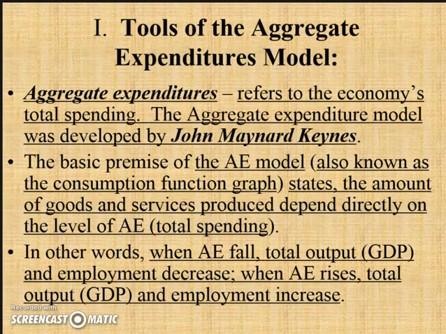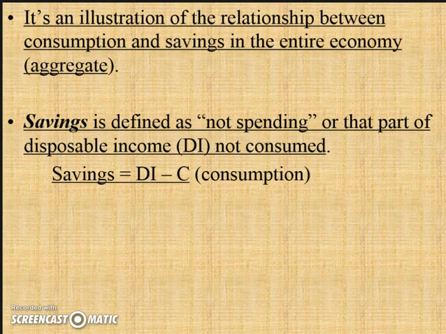It states that the amount of goods and services produced depend directly on the level of total spending. In other words, when total spending falls, total output, the GDP and employment decrease, and when total spending rises, total output, GDP and employment increase. It's very logical, makes total sense. You just have to get a hold of the terms and wrap your head around it. It's an illustration of the relationship between consumption and savings in the entire economy in the aggregate. Savings is defined as not spending, or that part of disposable income not consumed. So savings equals disposable income minus consumption.